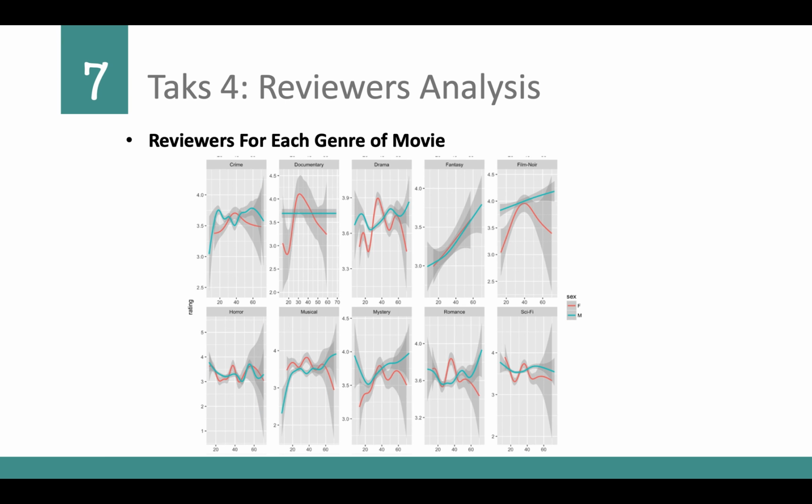In order to confirm our guess, we next draw a multiple line graph matrix distribution according to the genres of movies. From the chart, we can clearly see that for most kinds of movies, the rating of female reviewers fluctuates more than that of males, and this is also the same for older users.